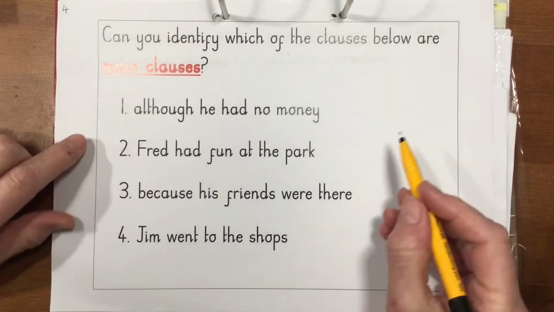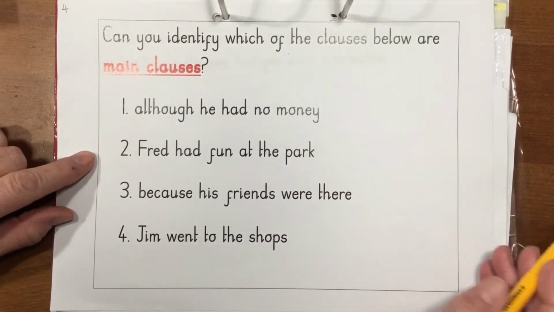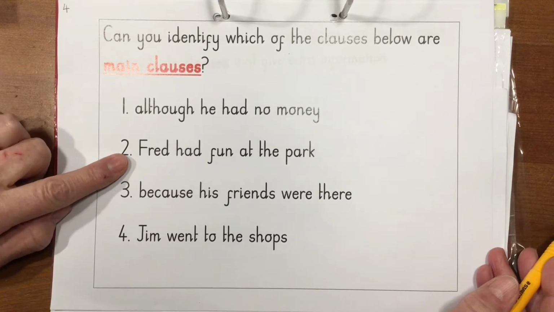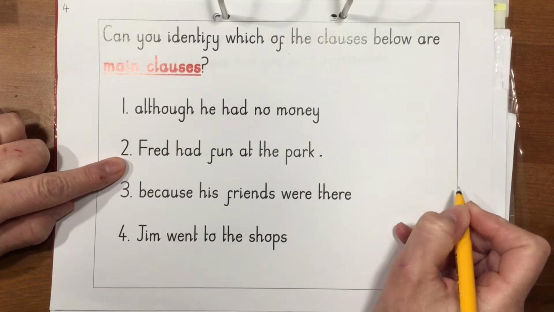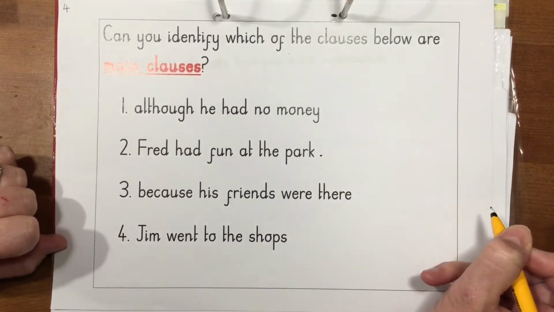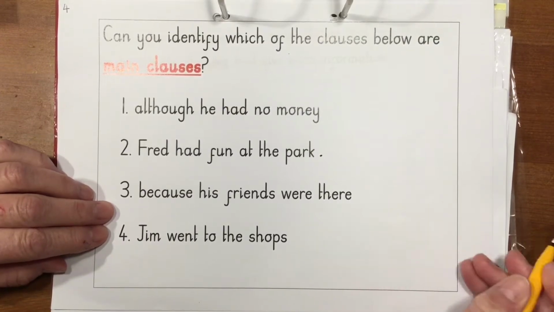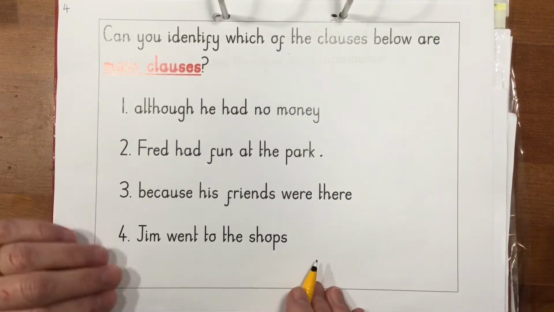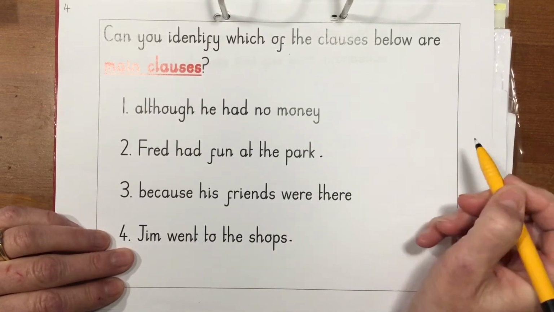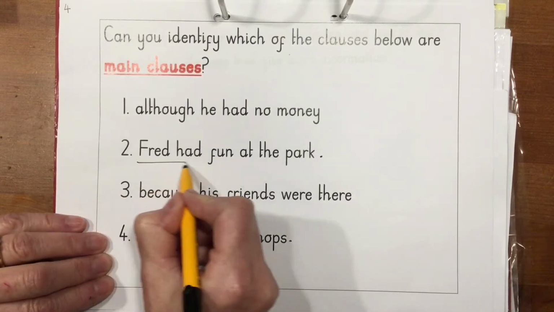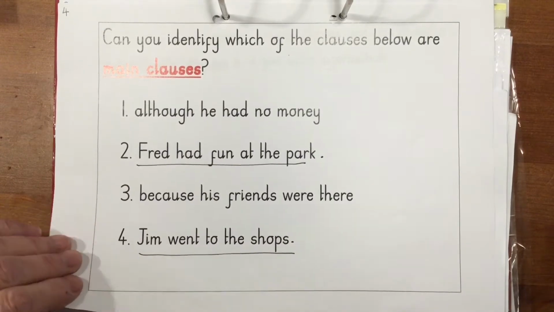Okay, so, although he had no money is not a main clause, it doesn't make sense on its own. Fred had fun at the park. I can put a full stop on that, it makes complete sense. It's a main clause. Because his friends were there, that doesn't make sense on its own. Jim went to the shops. Now that makes complete sense on its own. So the main clauses here are Fred had fun at the park and Jim went to the shops. They make sense on their own.